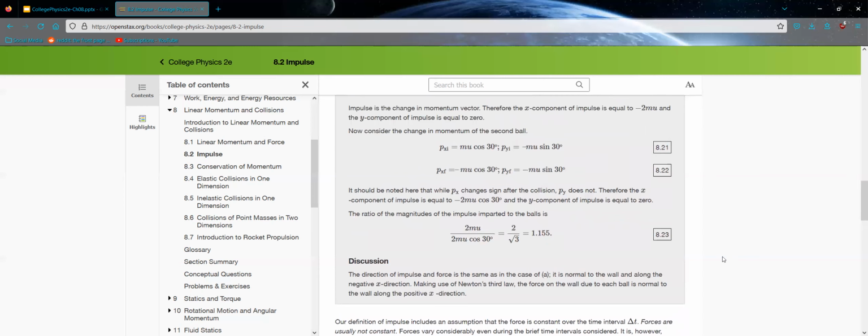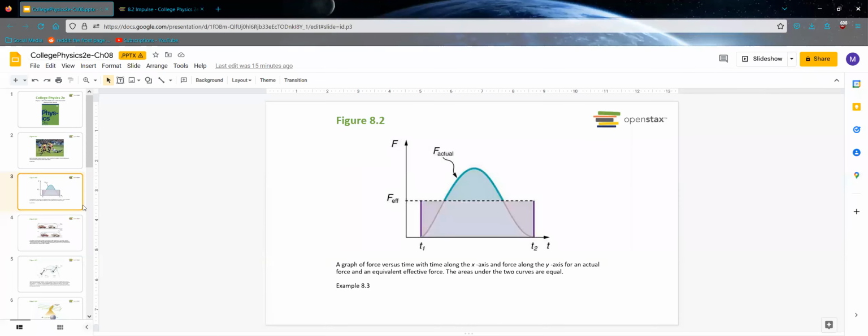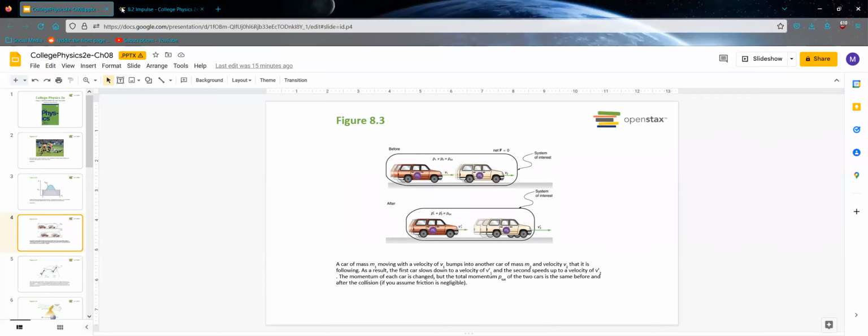So again, you can go back. This question here is more just kind of showing you that the math is the same one side or the other. That's why I don't give you any numbers, but cool. So that was impulse. So let's move on.